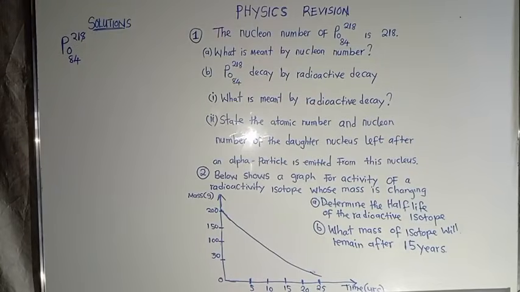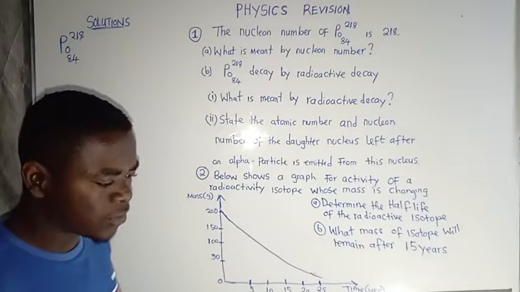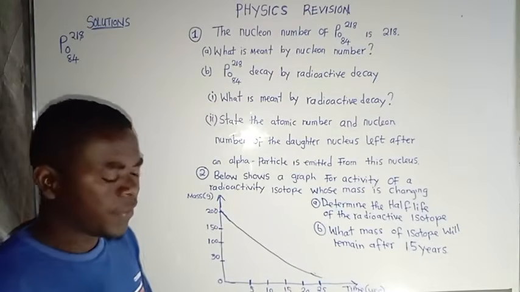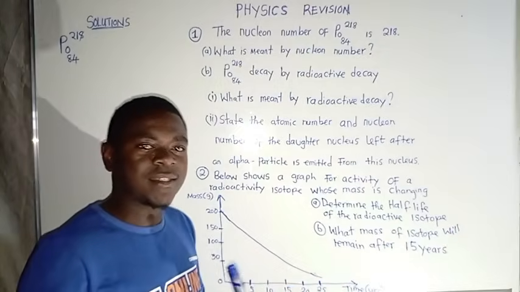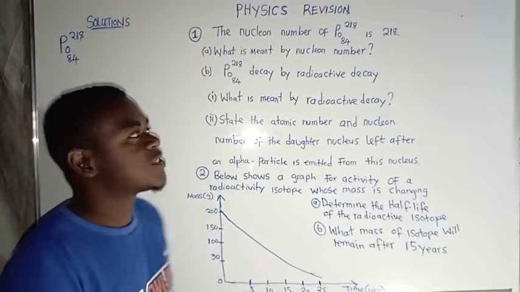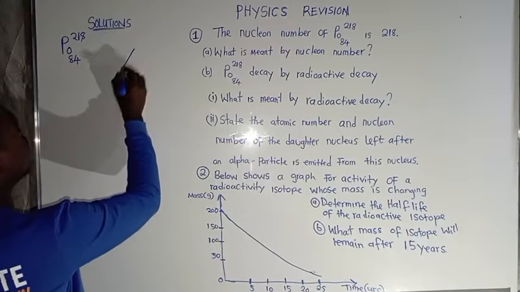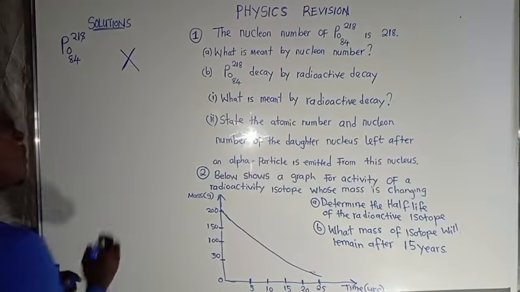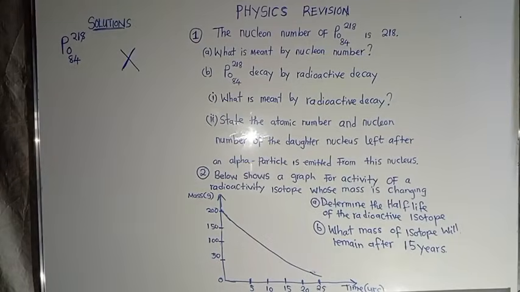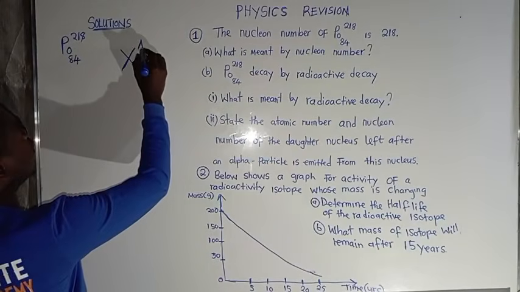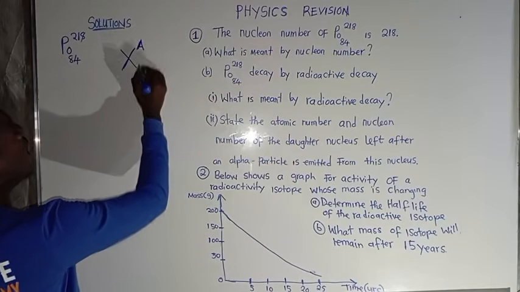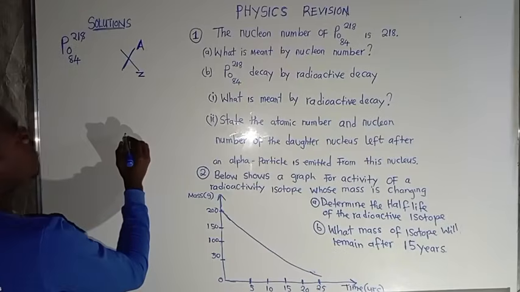The first question is asking, what is meant by nucleon number? So you discover that physics and chemistry are somehow related. When you look at an atom, it is like this. I've said that these are revisions, so I've started here now, and I want your participation. You discover that on top here, we get to have A. And down here, we get to have what? Z.